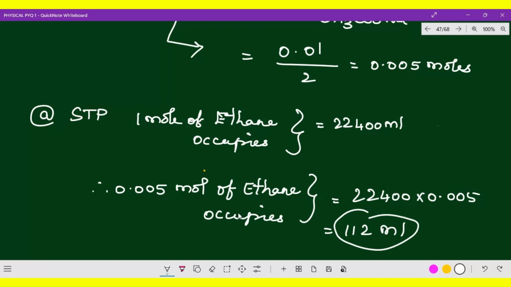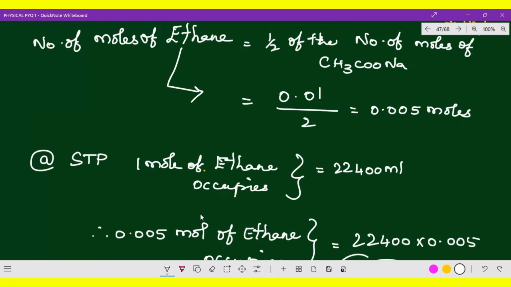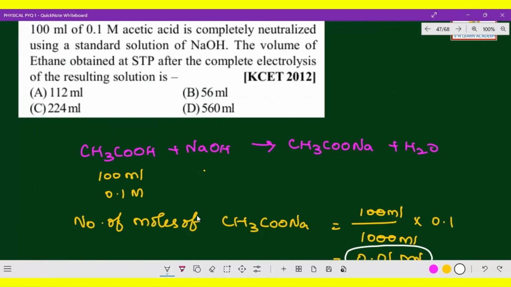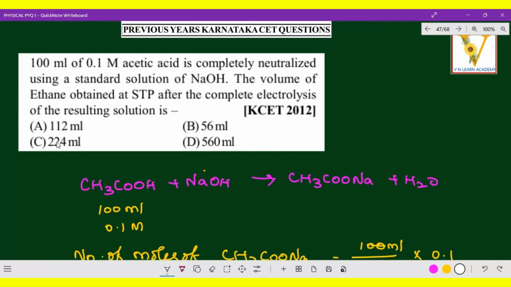The volume occupied by 0.005 mole of ethane is 112 ml. Here I think we got the answer. Yes, option A is blinking, it is the correct answer, as it is mentioning right now, 112. This is the correct option. I hope you got the clarity. Come on, let's go and find out the next question.